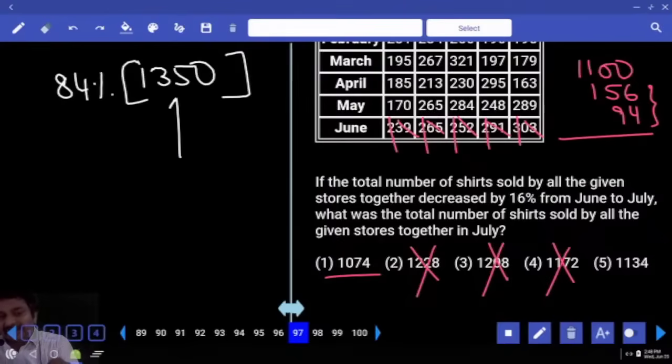1350. 1350 is a multiple of 9, so the answer must be a multiple of 9. Can it be the first option? The fifth one. Right? 84 is also a multiple of 7. Yes, it works as a multiple of 7 too. It can be done with the multiple of 7 as well.